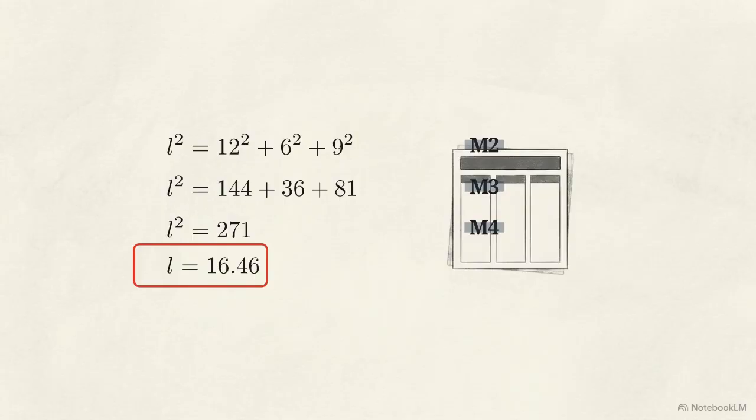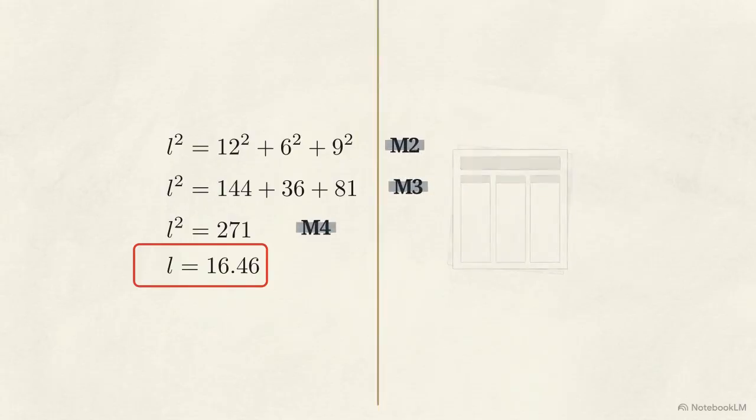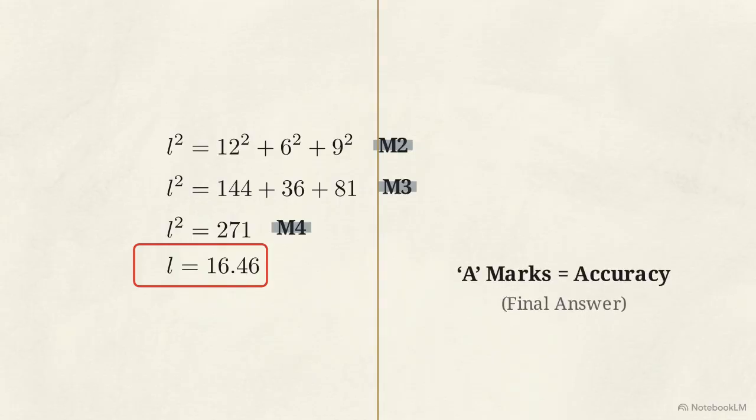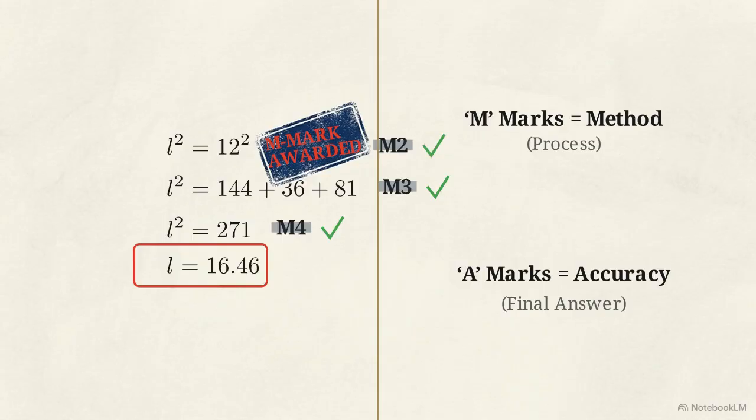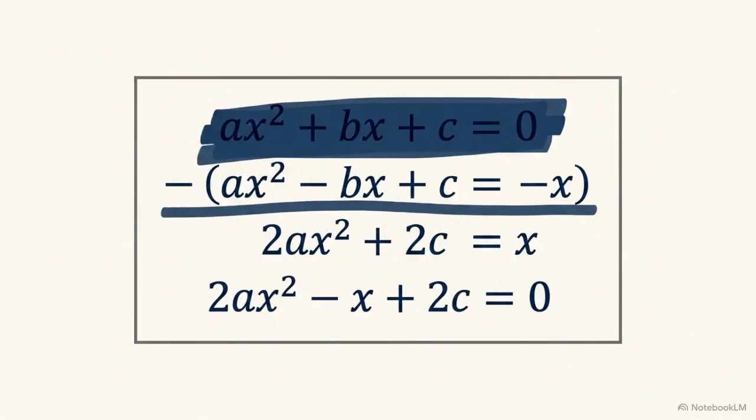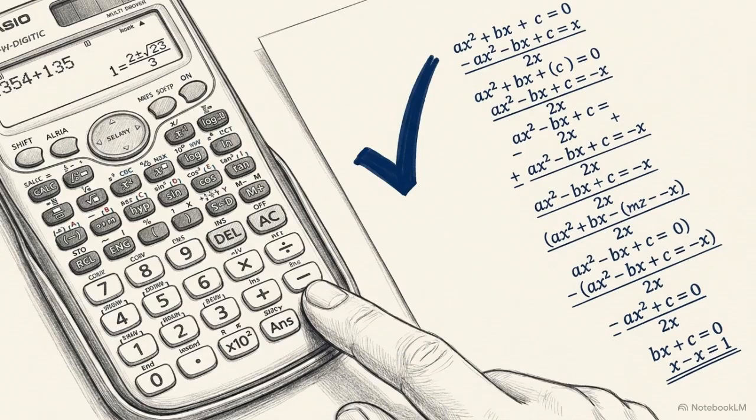calculation. Cambridge uses 2 distinct types of marks. A marks represent accuracy and are only given for the correct final number. M marks are method marks, which reward the mathematical process used to solve the problem. Because the student wrote out their Pythagorean setup, the examiner awards the method marks regardless of the final calculation. Even with the wrong answer, the student earns 4 out of 5 possible points. In the extended tier, your working out acts as an insurance policy. It ensures a single calculator slip won't result in a total loss of marks.